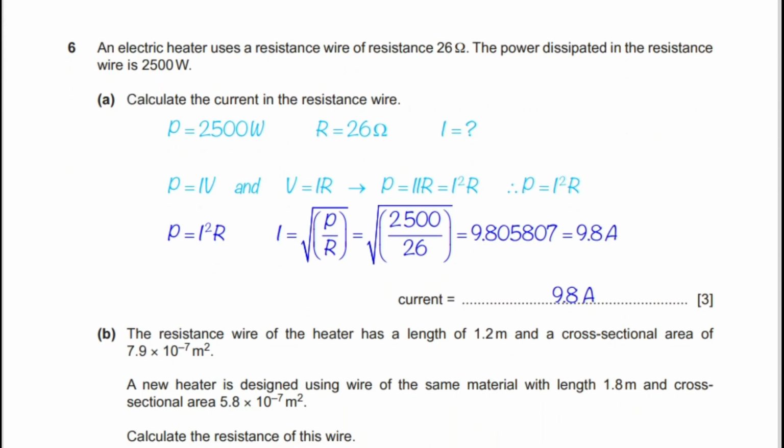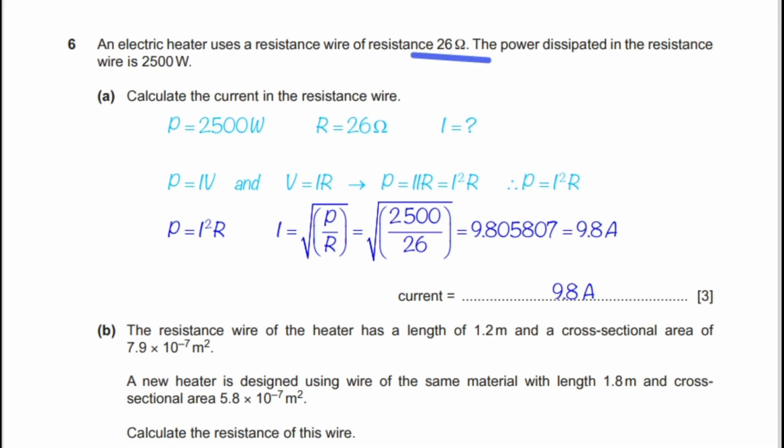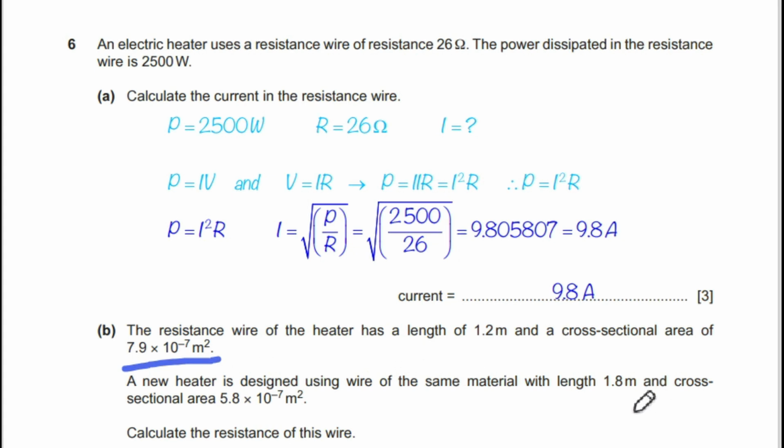Part B. Calculating the resistance of the new wire. We are given initial resistance R1 equals 26 ohms. Initial length L1 equals 1.2 meters. Initial cross-sectional area A1 equals 7.9 times 10 to the negative 7th square meters. New length L2 equals 1.8 meters. New cross-sectional area A2 equals 5.8 times 10 to the negative 7th square meters.